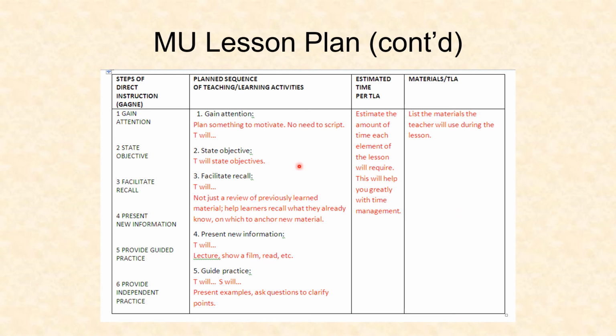Now let's look at the steps. Gain attention. You don't have to script every word you're going to say in this section, but say, what are you going to do to motivate and draw the attention of the learner? State objective. You can just say the teacher will state the objectives. You don't have to mark them down again. We already have them listed at the top of the lesson plan, but this is a reminder to the teacher, don't forget to do this important step.